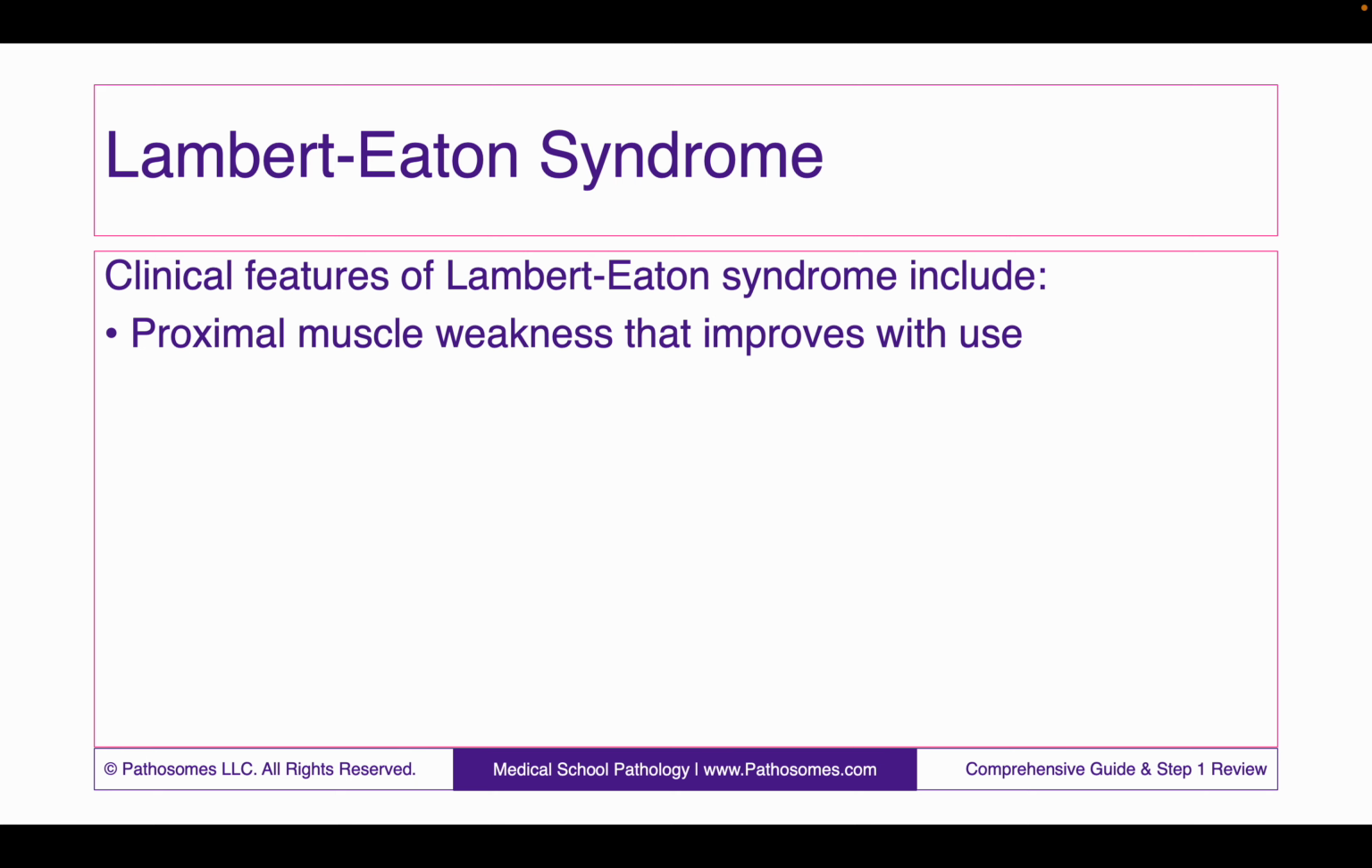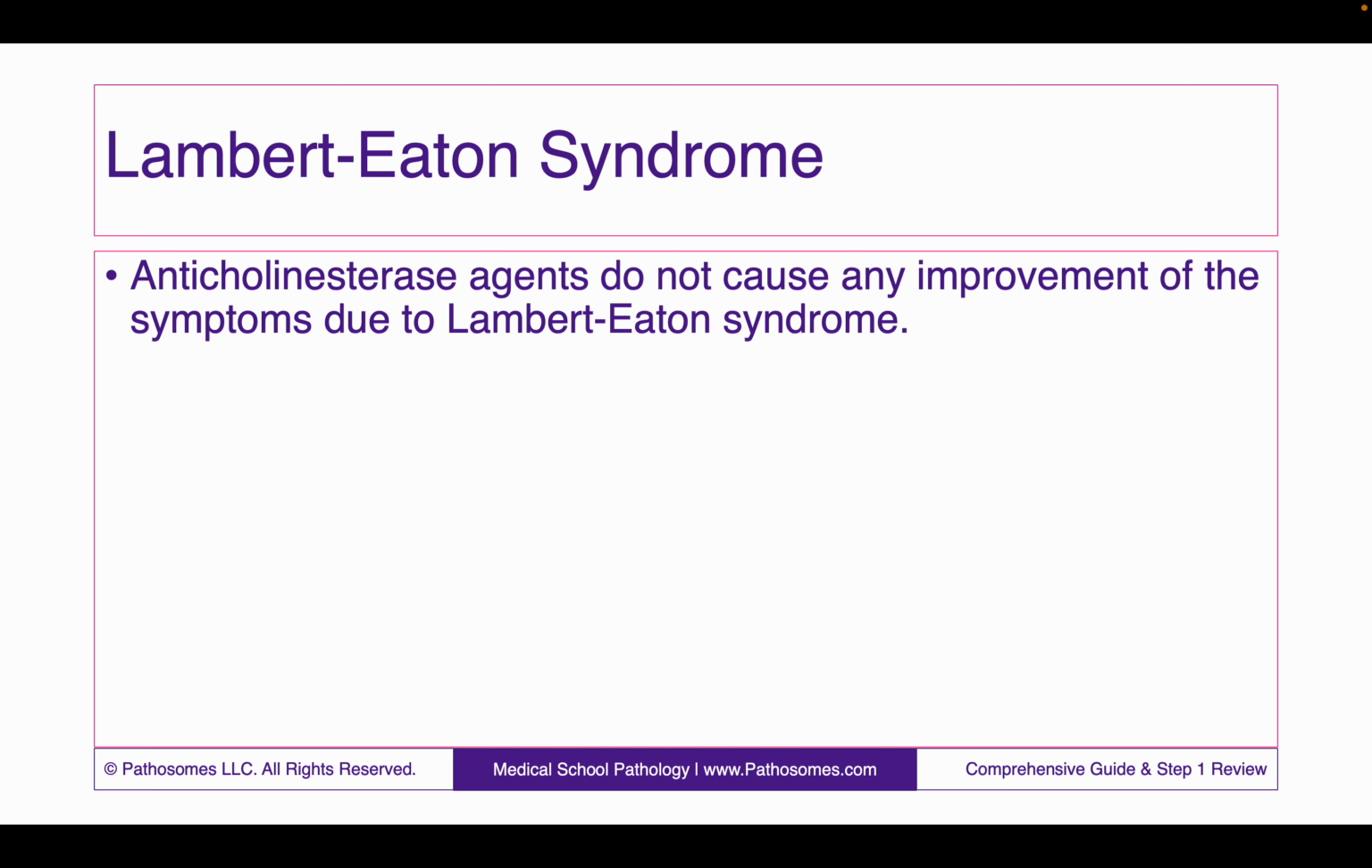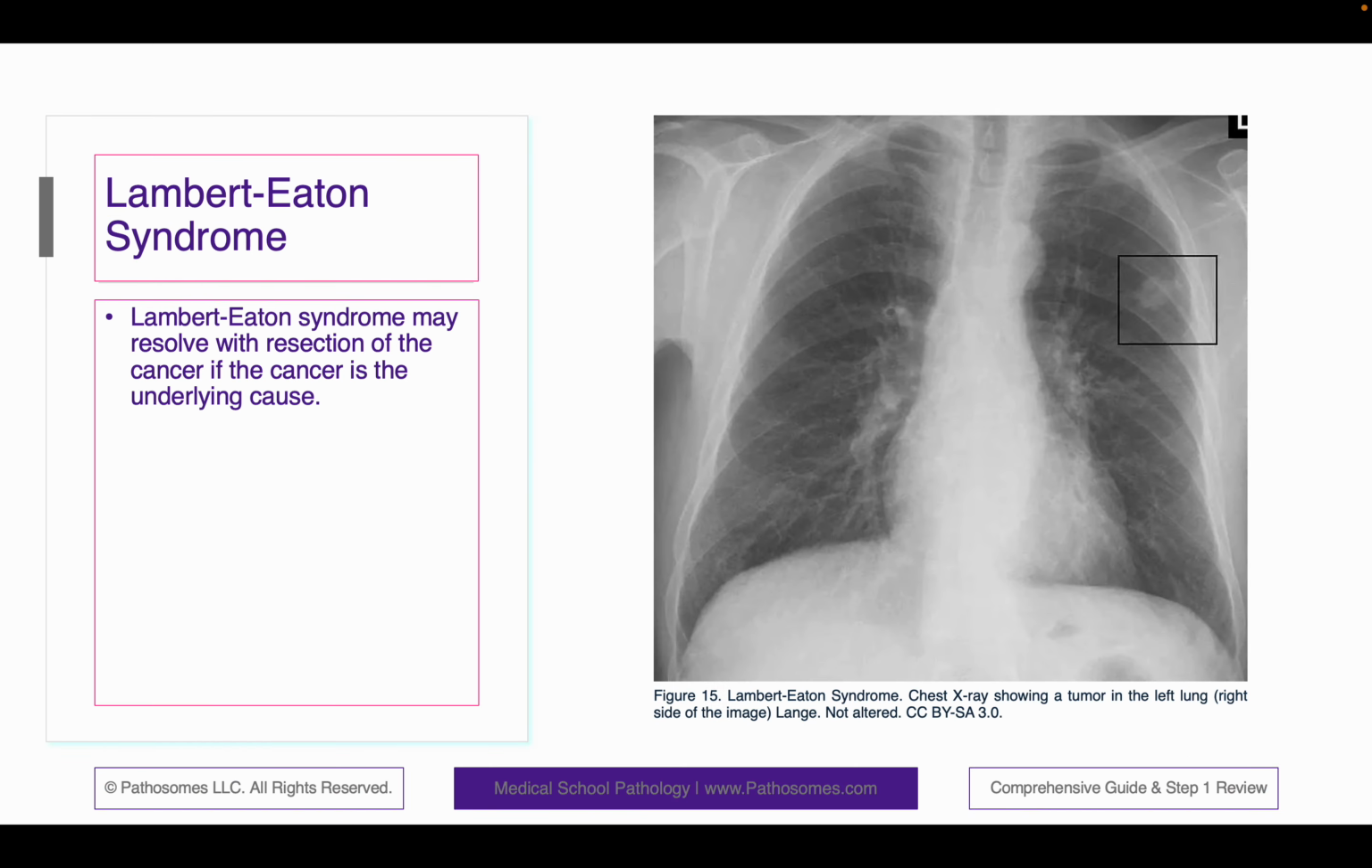Clinical features of Lambert-Eaton syndrome include proximal muscle weakness that improves with use. Acetylcholinesterase inhibitors do not cause any improvement of the symptoms due to Lambert-Eaton syndrome. Lambert-Eaton syndrome may resolve with resection of the cancer if the cancer is the underlying cause, as we can see here in this chest x-ray showing a tumor in the left lung associated with Lambert-Eaton syndrome.